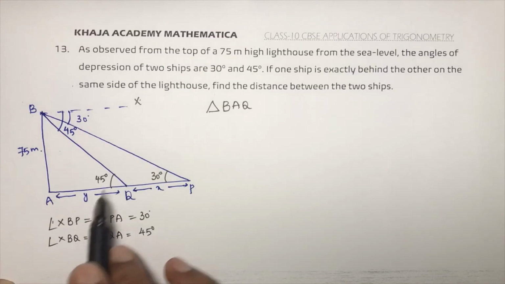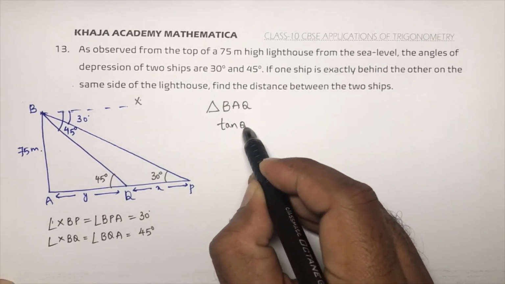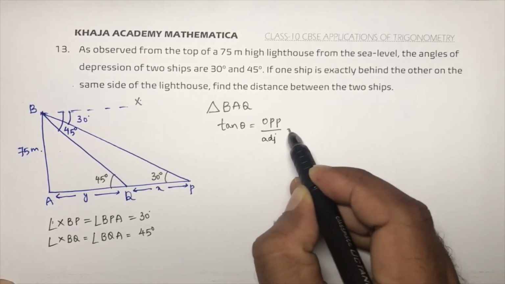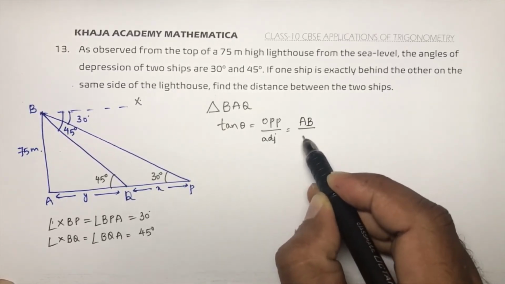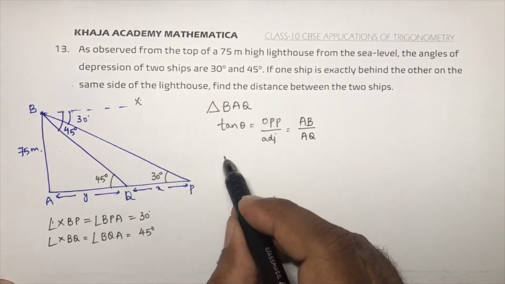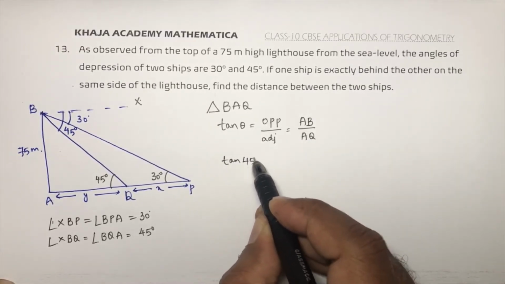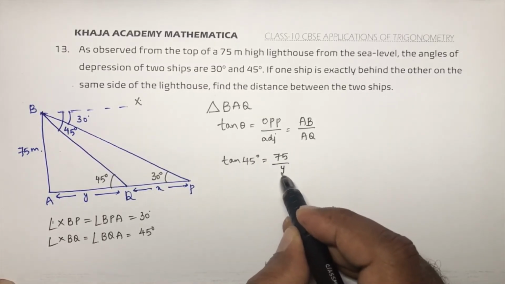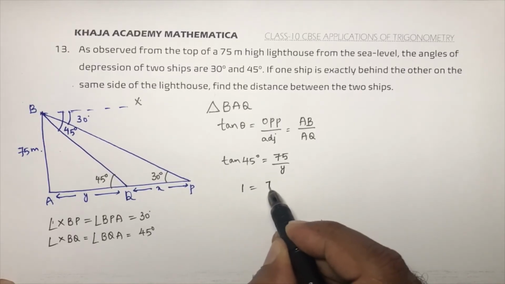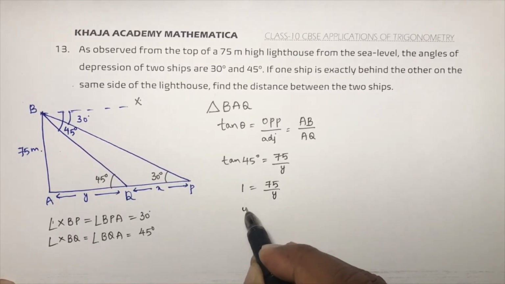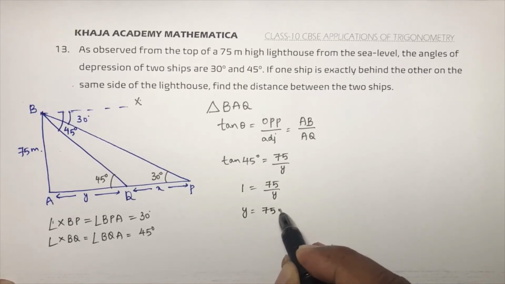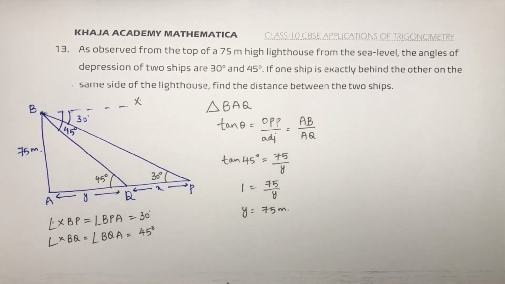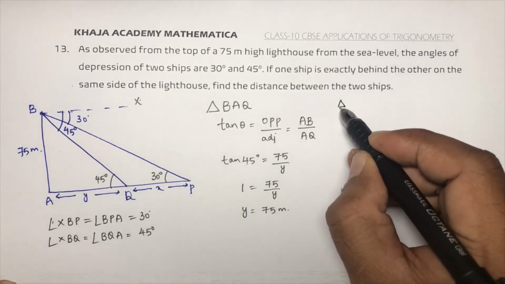Now I'll take the triangle BAQ. Theta, opposite, adjacent. So tan theta is opposite by adjacent. Opposite is AB, adjacent is AQ. Tan 45 degrees, opposite is 75, adjacent is Y. 1 equals 75 by Y. Y equals 75 meters. So now I'll take another triangle BAP.